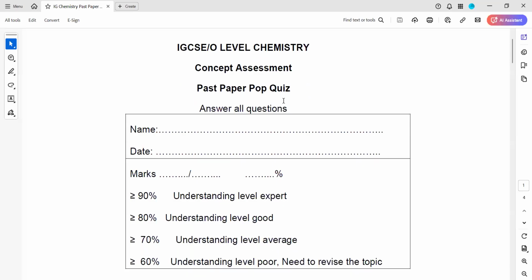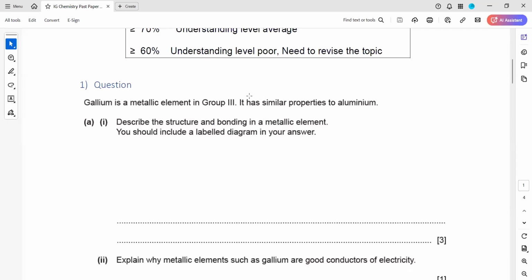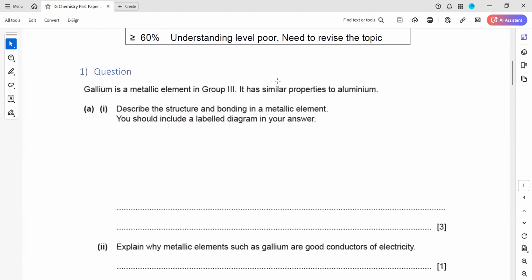So, past paper pop quiz 5. In question 1, gallium is a metallic element in group 3. It has similar properties to aluminium. Describe the structure and bonding in a metallic element. This question is a repeated question. So what is the structure of a metal?